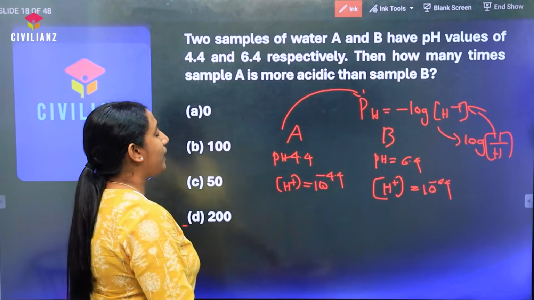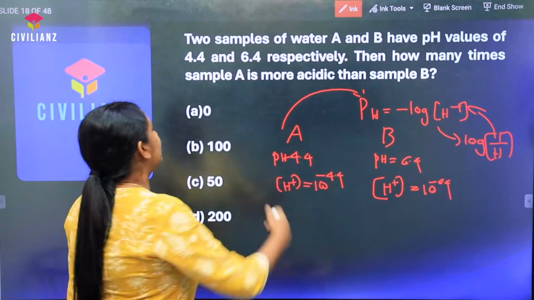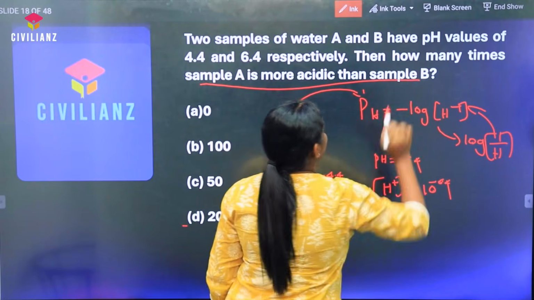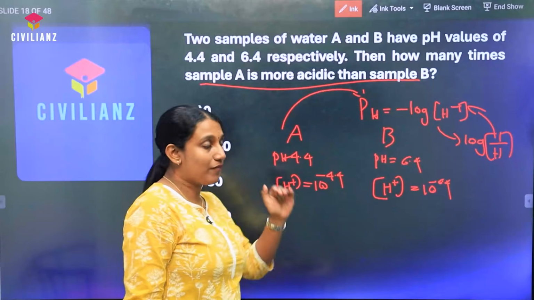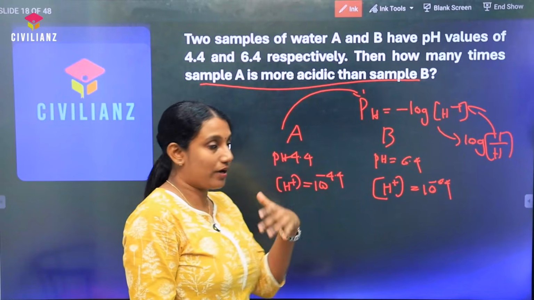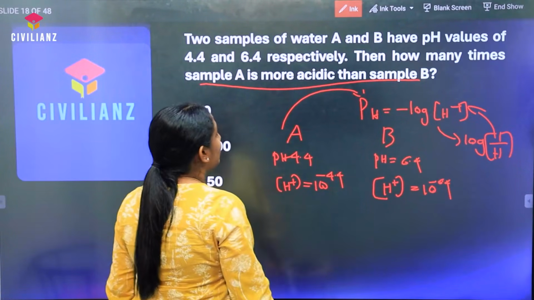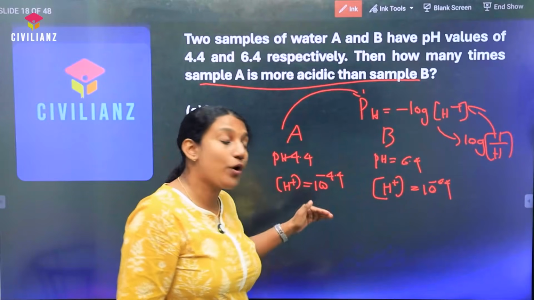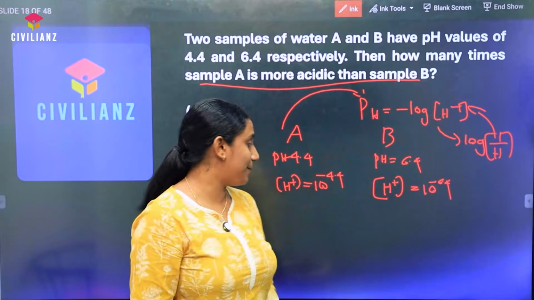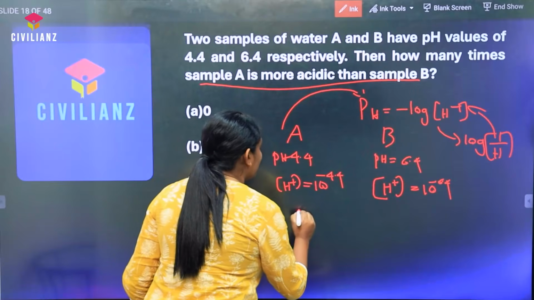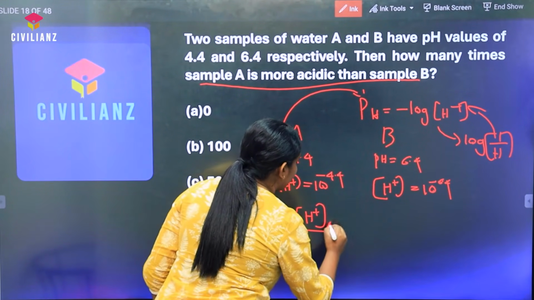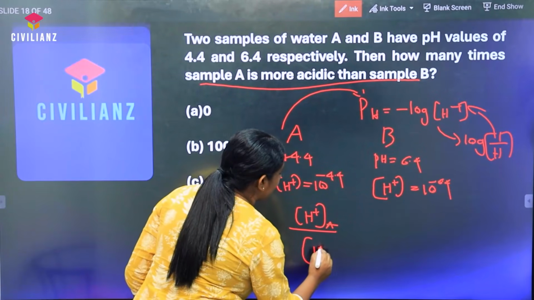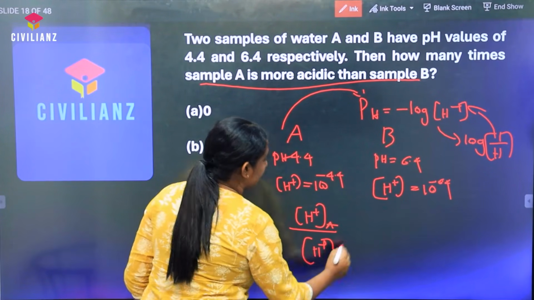What's our question? How many times is sample A more acidic than sample B? How many times? So we have to find the times value, the ratio of sample A and sample B. So sample A H plus ratio divided by sample B H plus ratio.